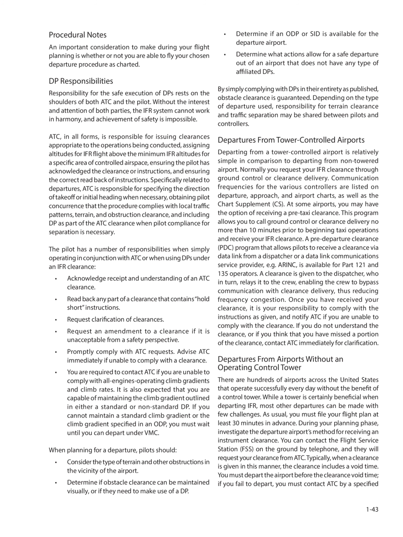ARINC is available for Part 121 and 135 operators. A clearance is given to the dispatcher, who in turn relays it to the crew, enabling the crew to bypass communication with clearance delivery, thus reducing frequency congestion. Once you have received your clearance, it is your responsibility to comply with the instructions as given, and notify ATC if you are unable to comply with the clearance. If you do not understand the clearance, or if you think that you have missed a portion of the clearance, contact ATC immediately for clarification.